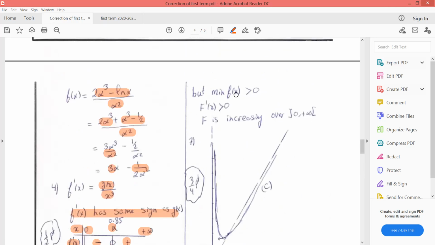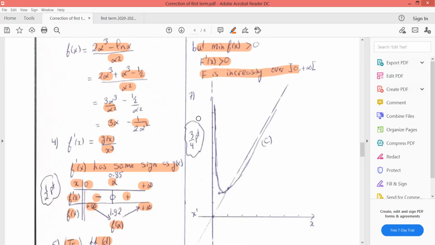But f of x is positive. So F prime x is positive. So F is increasing over 0 plus infinity.